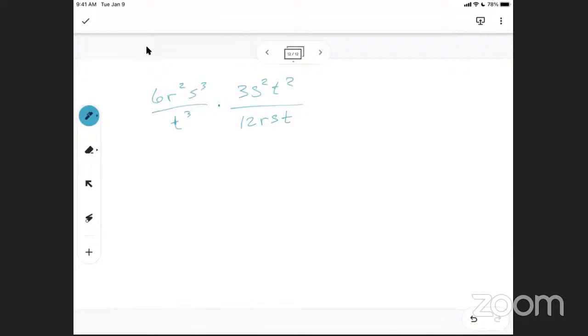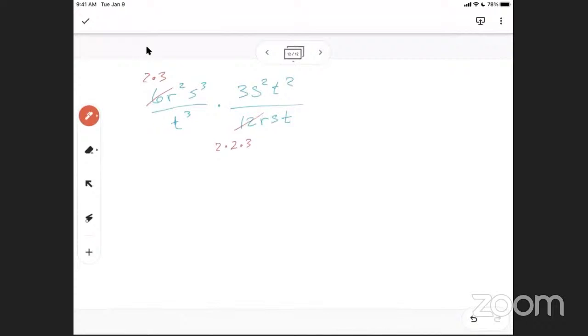Is this easier for you or harder for you? It should be easier. It's the same thing. Just look at what cancels. But let's break it down more. What's 6? 2 and 3, right? What's 12? Let's just break them all down to their primes. 2 and 2 and 3, right?